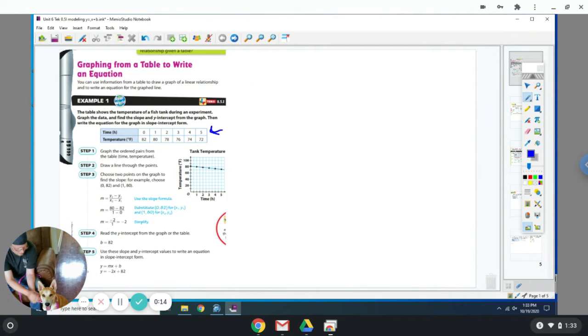To do that, you need your m and you need your b. Your m is your slope, which is the change of y over change of x. So this is your x, and this is your y. The y is changing by -2 every time, and the x is going up +1. So your slope will be -2 over 1, which is just -2.